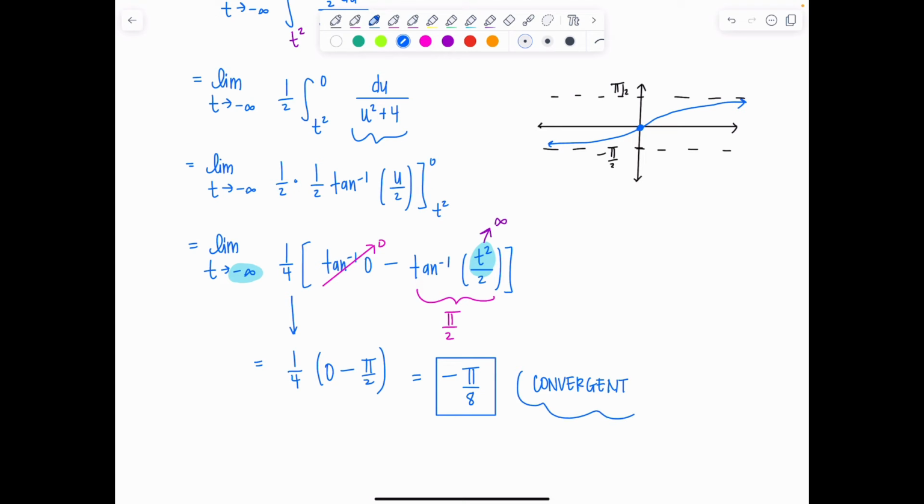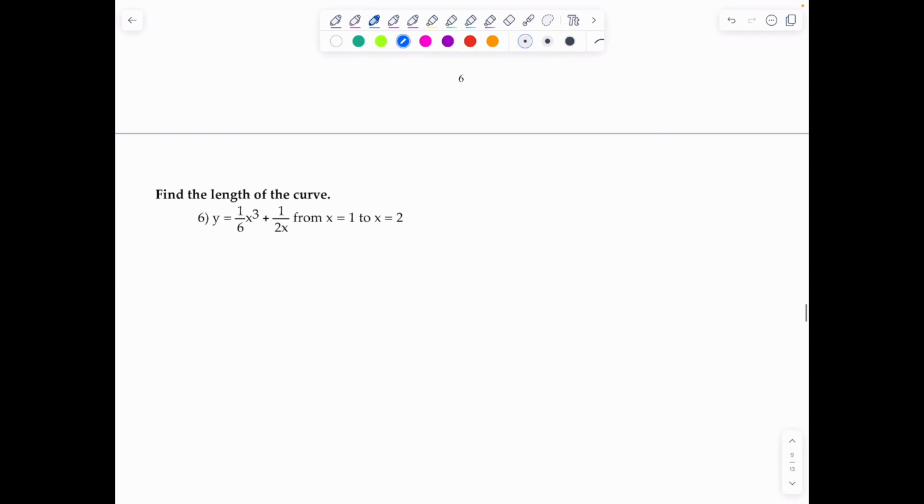Yay. I don't know, I get happy when they're convergent. And I feel slightly defeated when they're divergent, even though it's not like one is any better than the other. Anyways, how was that one? Yes, you have to know your graphs. You do.